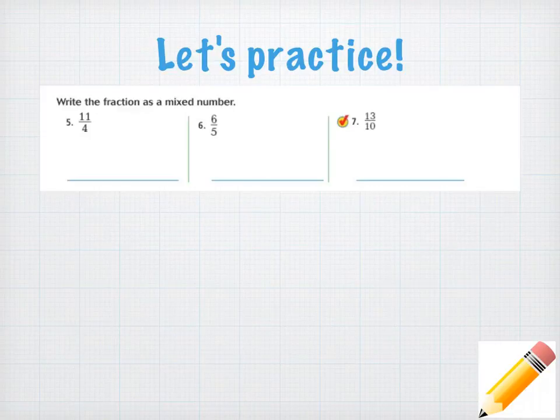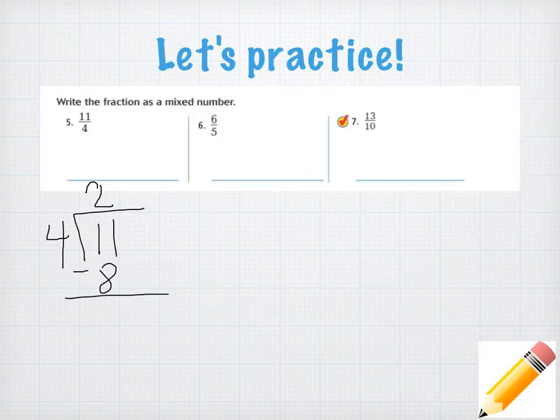Okay, so now that you've solved the problems, we're going to work on how we can solve them. In our first problem, 11/4, I'm going to use the division strategy. So I'm going to divide 11 by 4. 4 goes into 11 2 times. 2 times 4 is 8. And if I subtract these, I get 3 pieces left over.